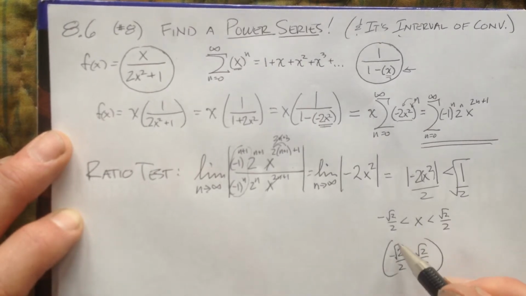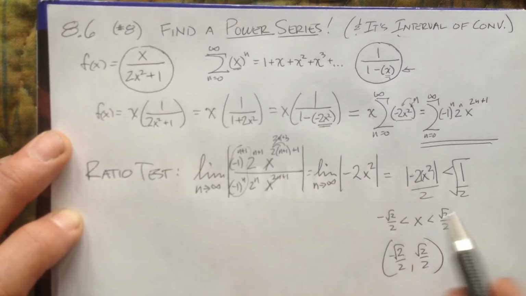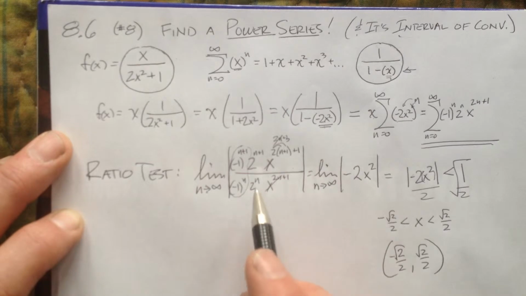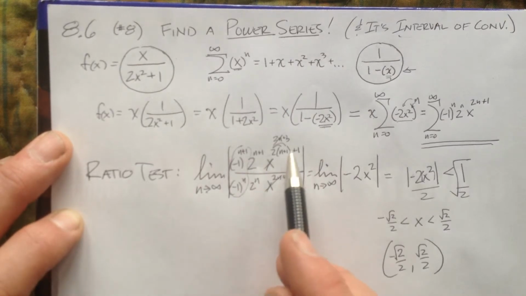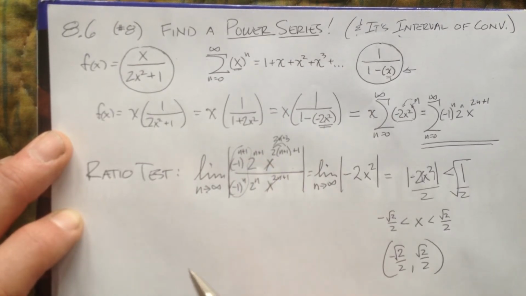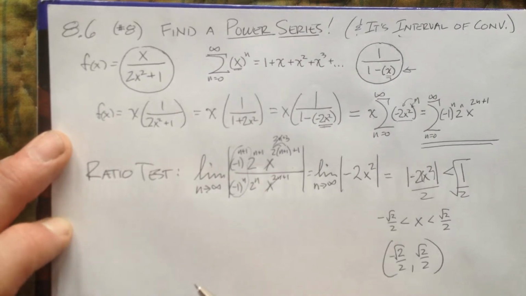There are times when you need to plug in the endpoints and check. You can certainly do that. If you plug in negative radical 2 over 2 and are very careful with all the exponents, you'll see that it will diverge. All right?